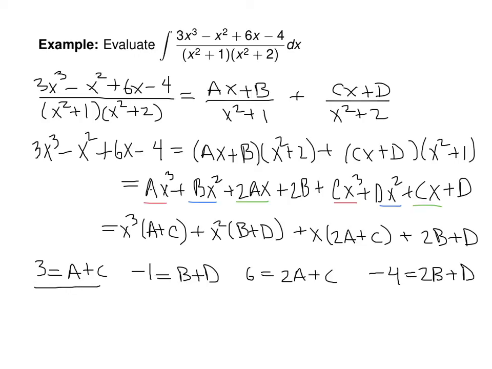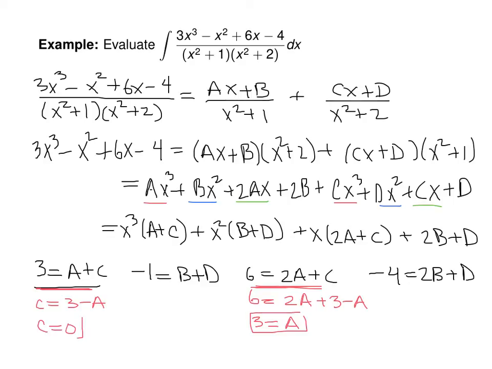Now we can use this equation and this one together to find the values of a and c. So c will equal 3 minus a, and plug that in to the other equation. We have 6 equals 2a plus 3 minus a. So I think we then get that 3 is equal to a. And once you know that, you can figure out that c is equal to 0.